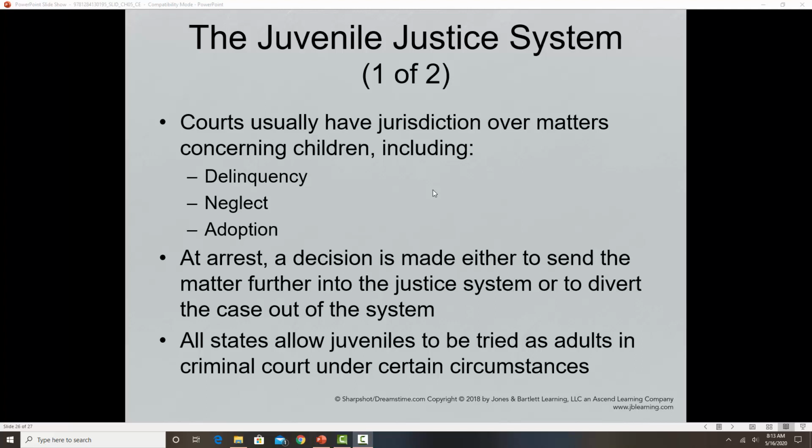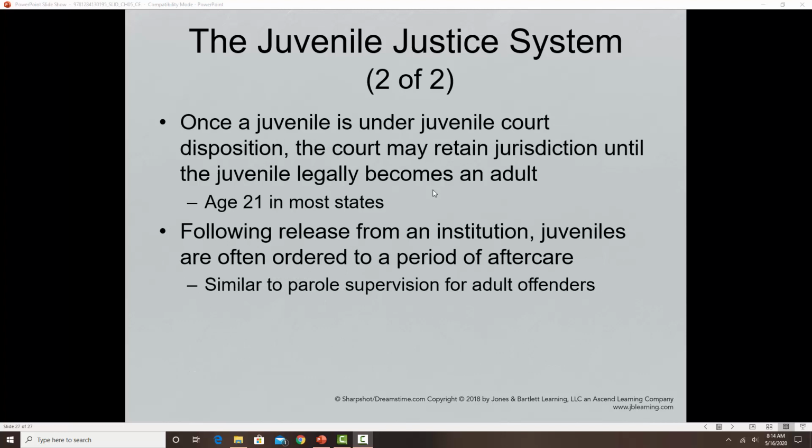Most violent crimes, so homicide, aggravated assault, and rape, would be examples of crimes where the district attorney or the judge has to decide whether to keep the case in the juvenile court system or to waive those cases to the adult criminal court system. That's a very important decision to make, because once a case is moved to the adult criminal court system, there's no going back to the juvenile system. Once a juvenile is under the juvenile court disposition, the court may retain jurisdiction until the juvenile legally becomes an adult, depending on the state, anywhere between 18 to 21 in most states.